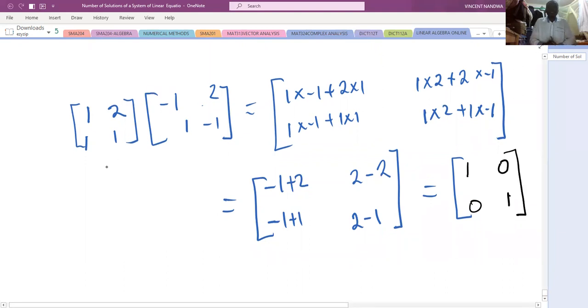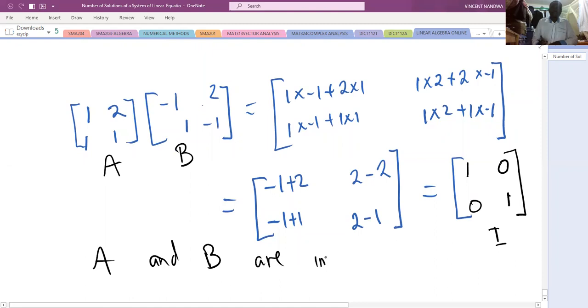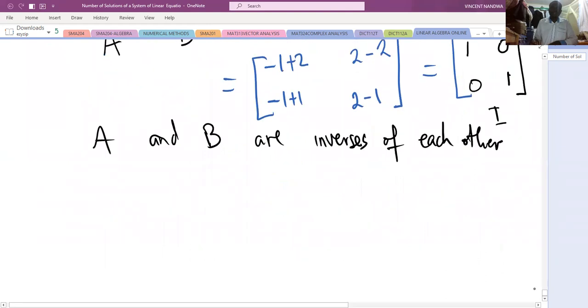So matrices, if we call this one A and this one B, if they give the identity matrix, then we say A and B are inverses of each other. So where the product is giving an identity matrix, you say that those two matrices are inverses of each other.